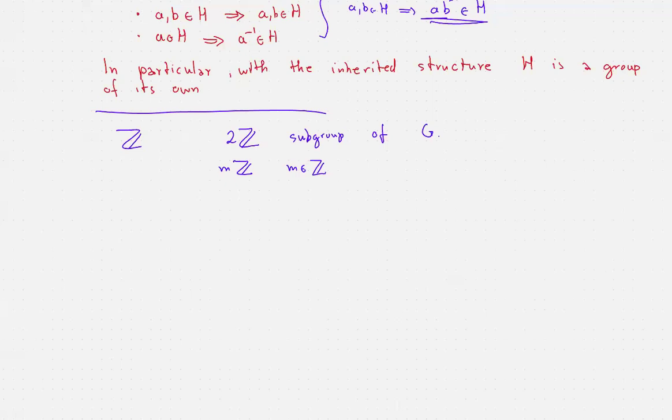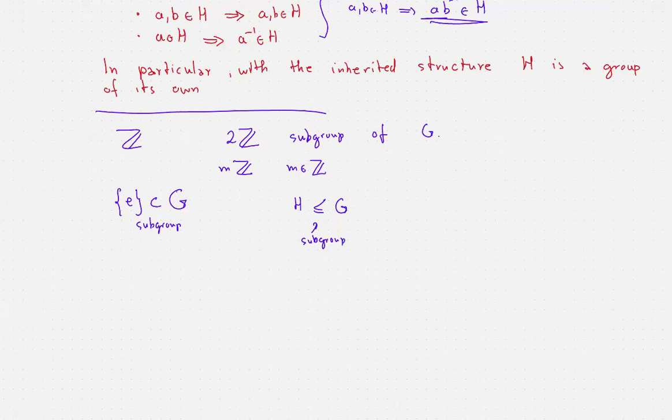In general, the group consisting of just the identity element is a subgroup. And in many cases, the notation that we use for subgroup is this one. So this means subgroup of G. And of course, G also is a subgroup of itself.